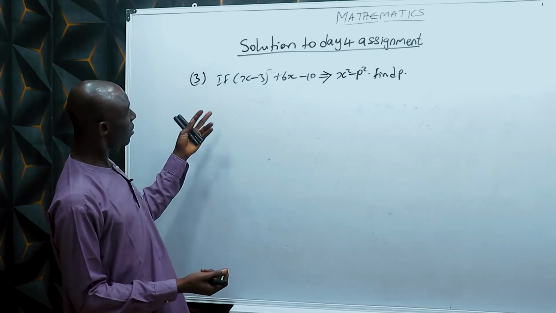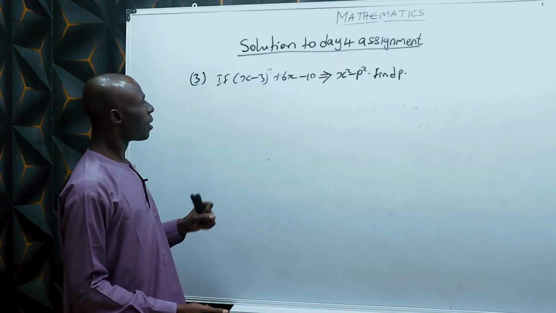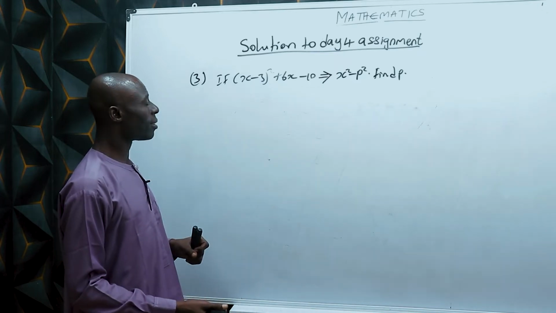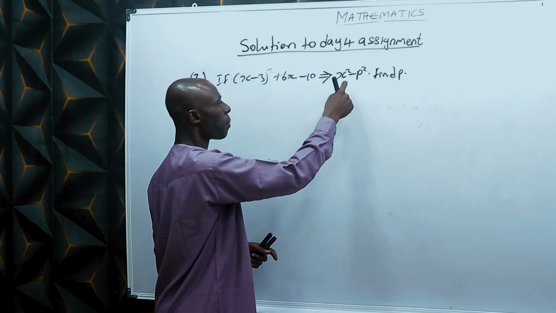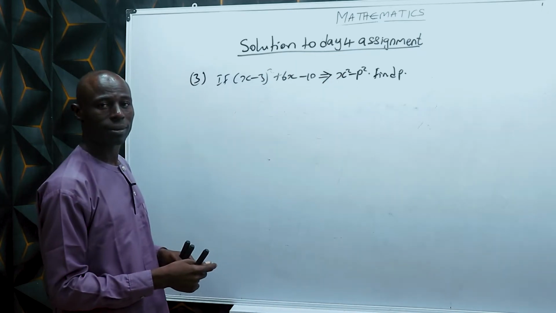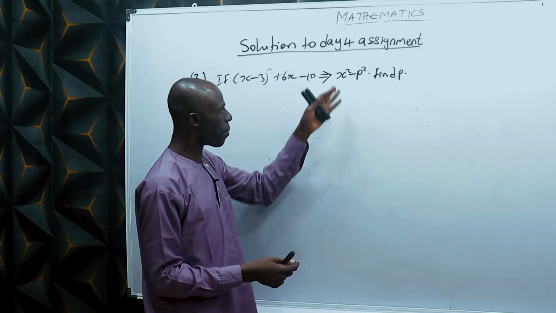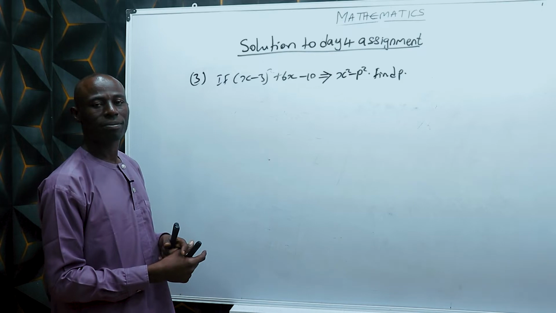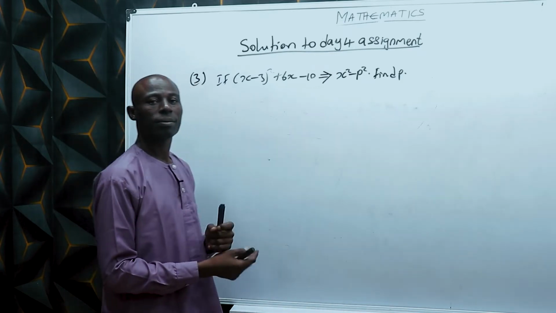Now, question 3. The question is, if (x minus 3) all squared plus 6x minus 10 is factorized into x squared minus p squared, or processed into x squared minus p squared, find p.